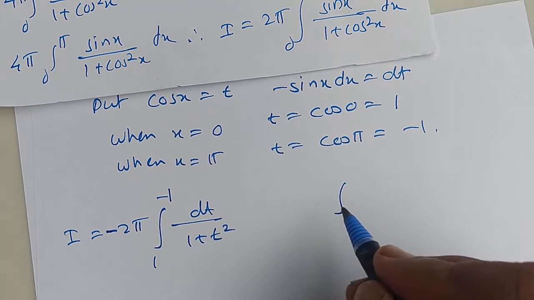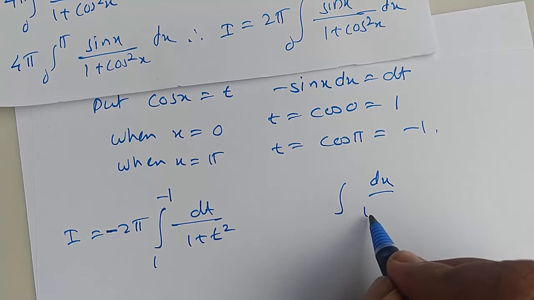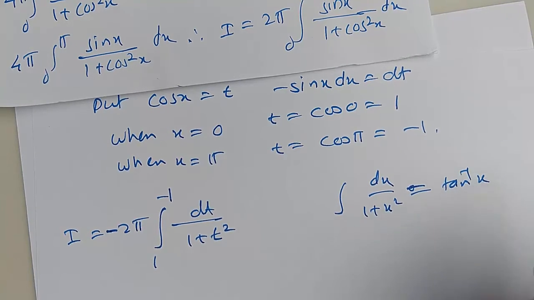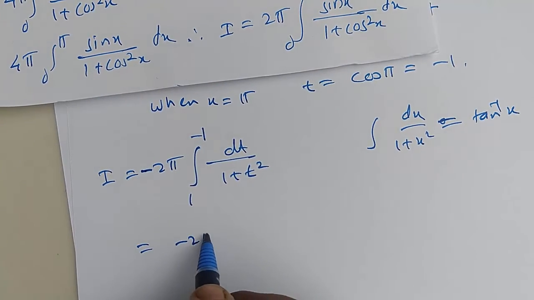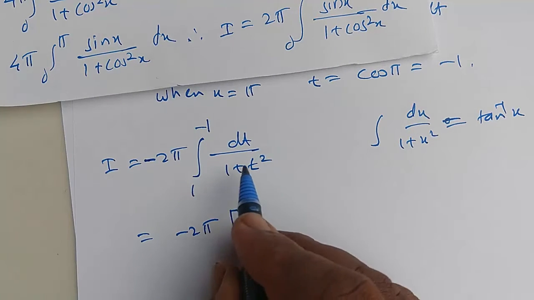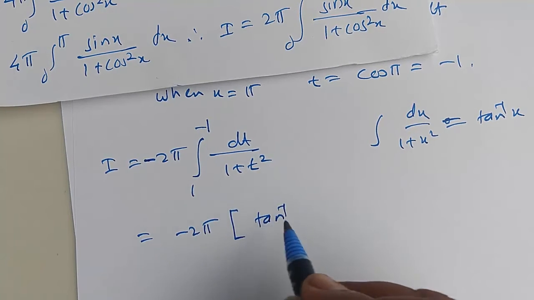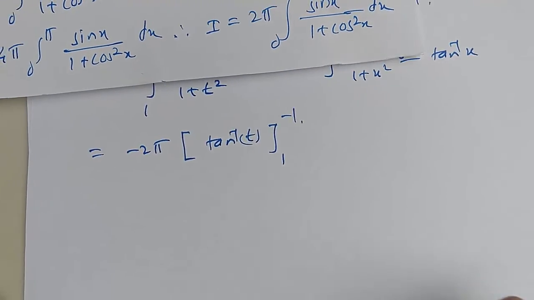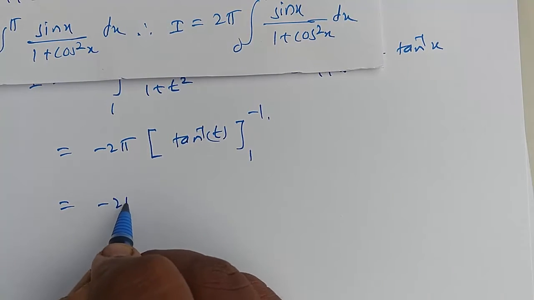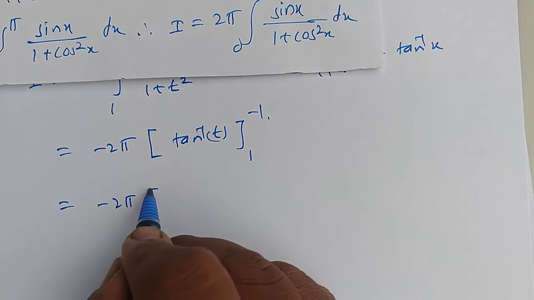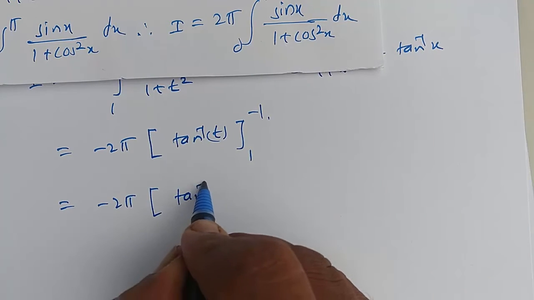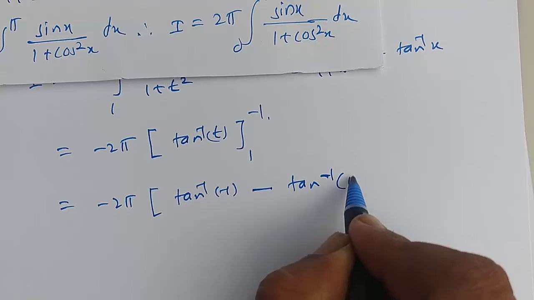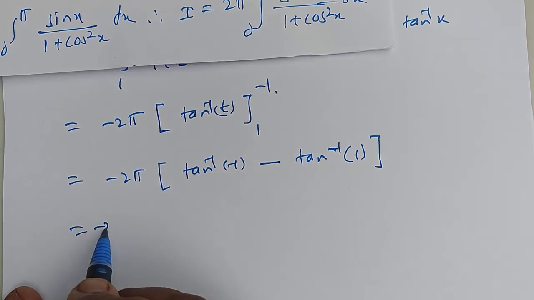Now we know the integration of dx upon 1 plus x square is equal to tan inverse of x. So this is equal to minus 2 pi times the integration, which is tan inverse of t from 1 to minus 1. So this is equal to minus 2 pi times tan inverse of minus 1 minus tan inverse of 1.